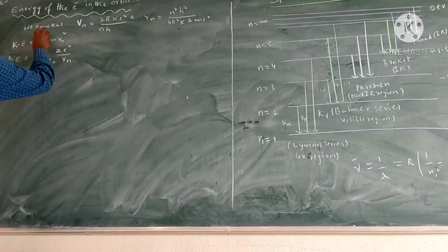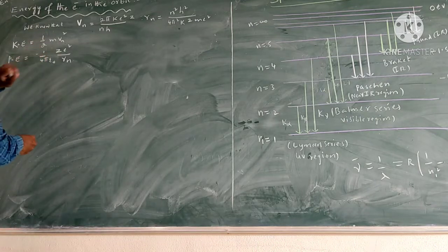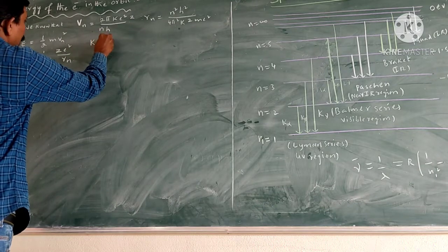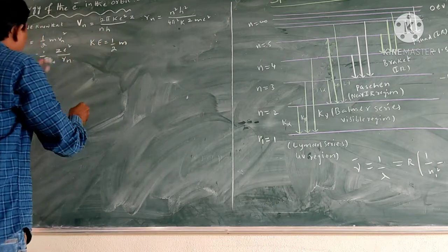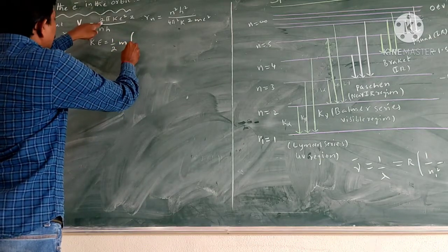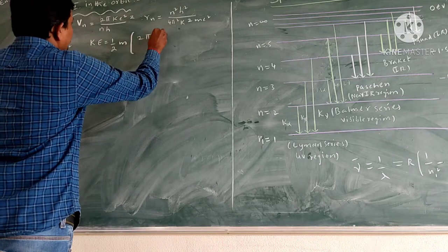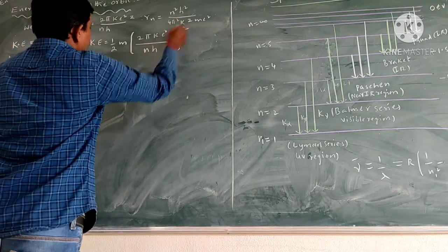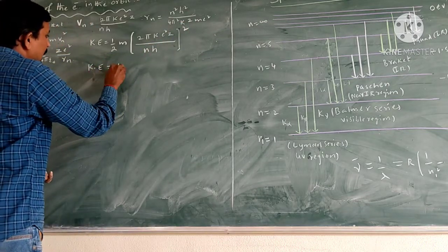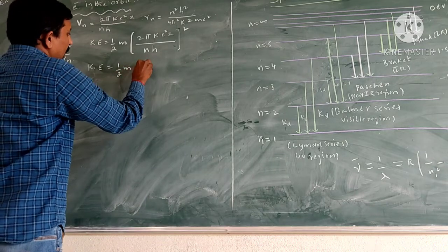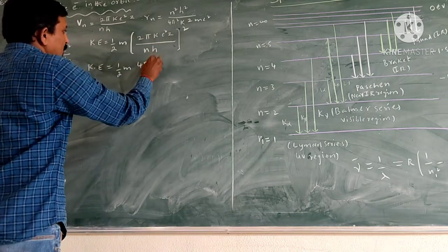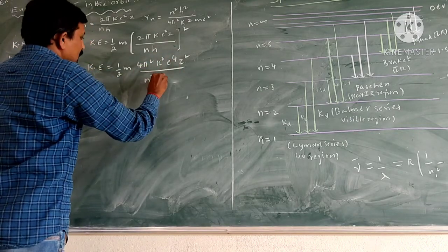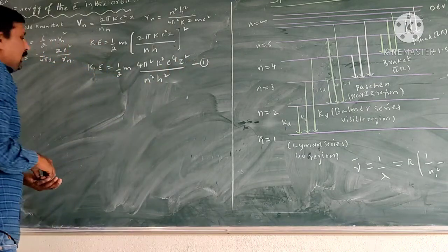The kinetic energy is half m v square, where v is the velocity of the electron. So kinetic energy is equal to half into m into, what is the value of v? v is 2 pi k e square z by n h, whole square. So kinetic energy is equal to half m into 4 pi square k square e power 4 z square by n square h square. This is the kinetic energy of the electron.